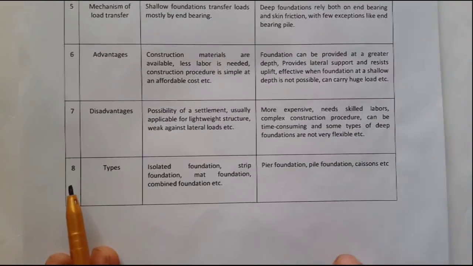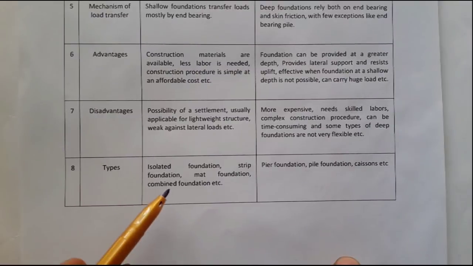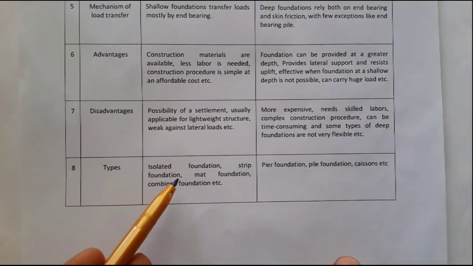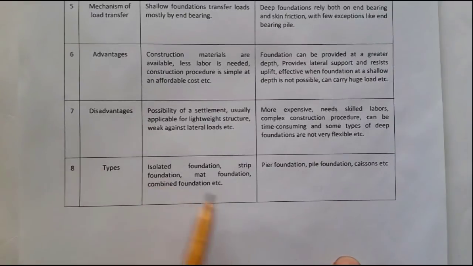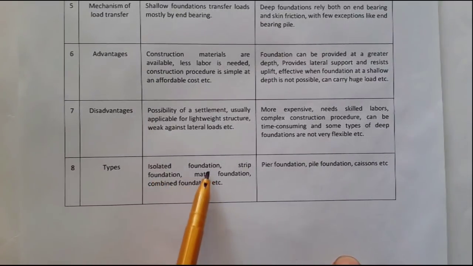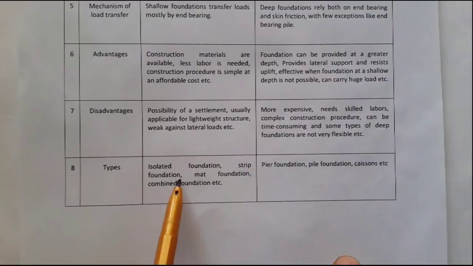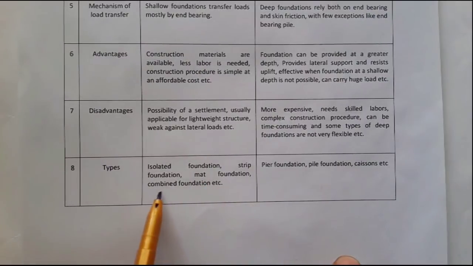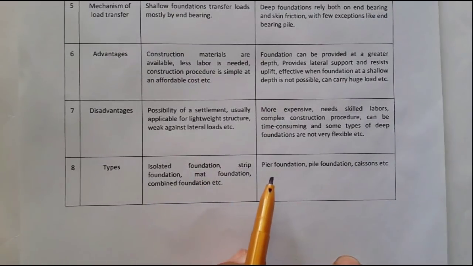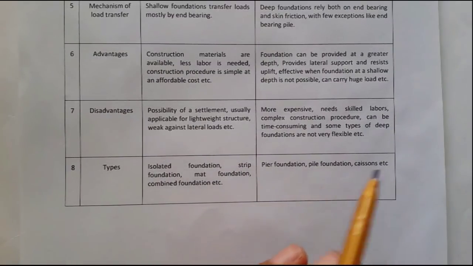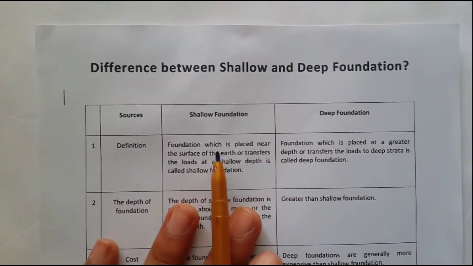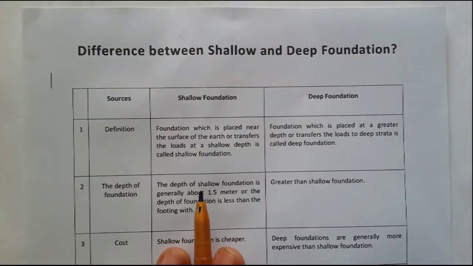Now the last one, types. How many types do we have in shallow foundation and in deep foundation? Types of shallow foundation: isolated foundation, strip foundation, mat foundation, combined foundation, etc. And for deep foundation we have some types: pier foundation, pile foundation, caisson foundation, etc. So these are the main differences between shallow and deep foundation.